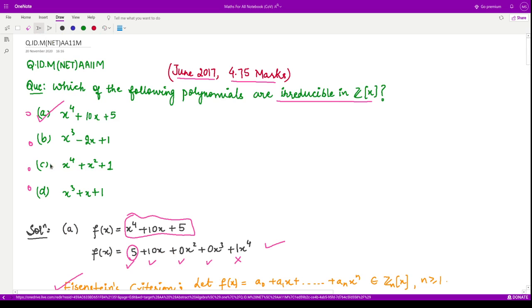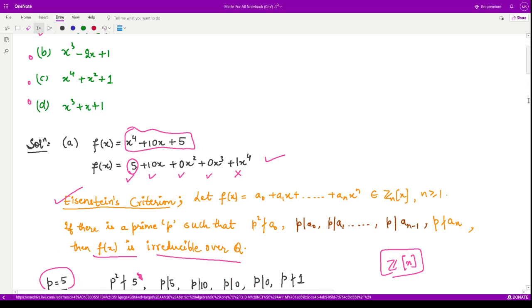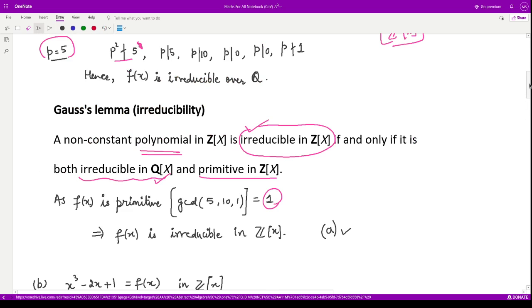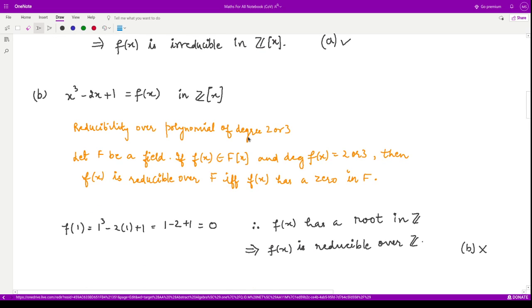So let us talk about the second option. Here we are given the cubic polynomial x cube minus 2x plus 1. So how can we check this? One way for a polynomial with degree 3 is to check it using this result: a polynomial of degree 3 is reducible if and only if it has some zero or root in the given field.